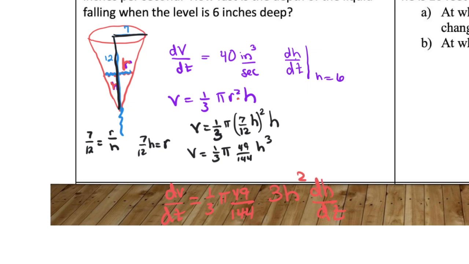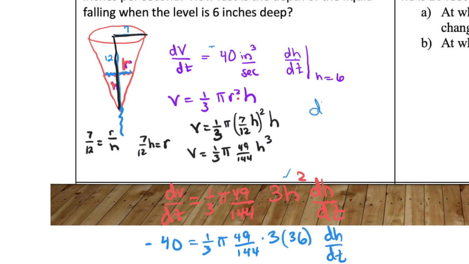All right, so look at your variables. Do we know dV/dt? That's what we do know. That's 40. h is equal to 6. And dh/dt is the question. So now we can do our substitution. We know that 40, this is flowing out, so that's negative 40, equals 1/3, here's your pi, multiplied by your 49 over 144, times your 3 h squared, h is 6, so that's 36, dh/dt.